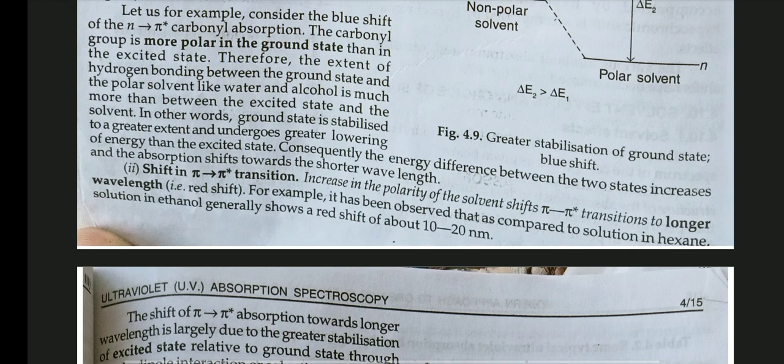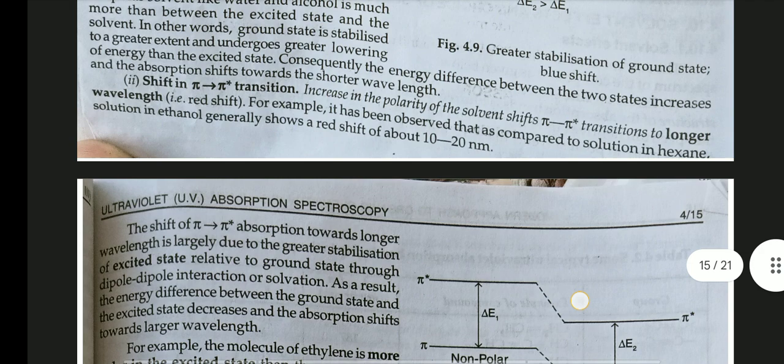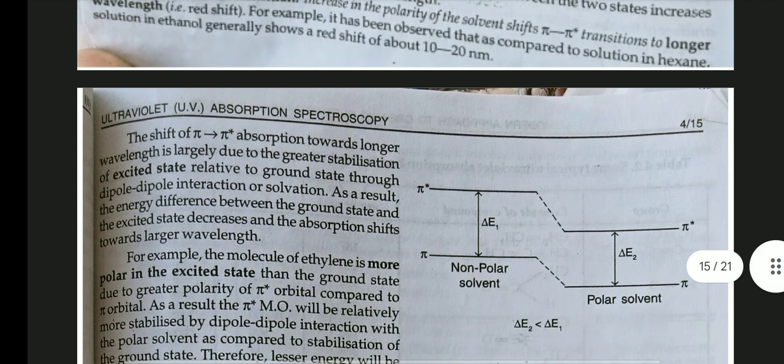Shift in pi to pi star transition. With increase in the polarity of solvent, pi to pi star transition shifts to longer wavelength, that is red shift. For example, it has been observed that as compared to solution in hexane, solution in ethanol generally shows a red shift of about 10 to 20 nanometer. This shift of pi to pi star absorption towards longer wavelength is largely due to greater stabilization of excited state relative to ground state through dipole-dipole interaction or solvation.